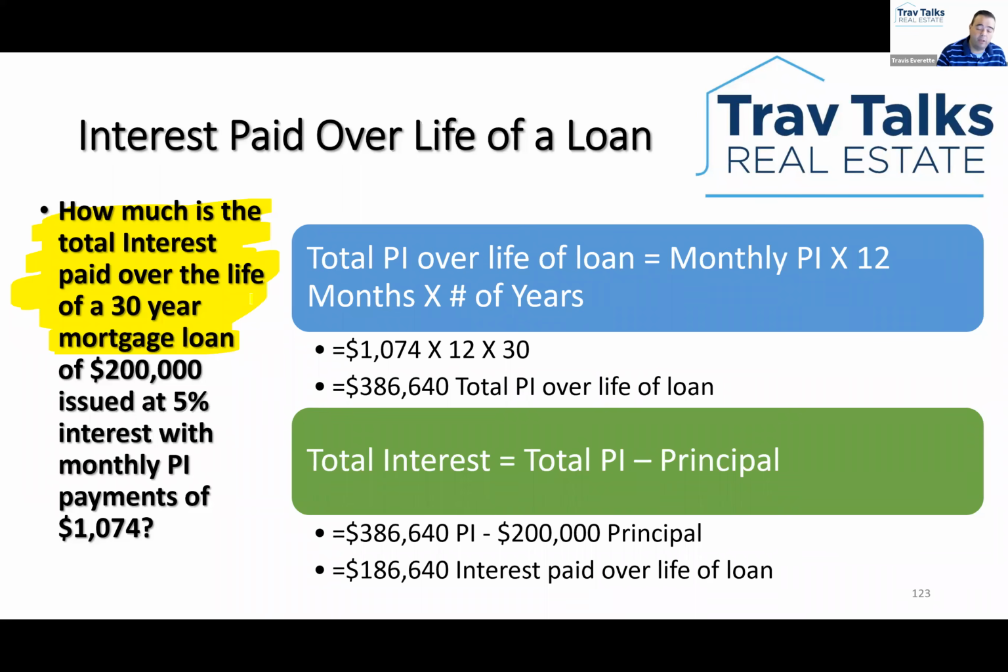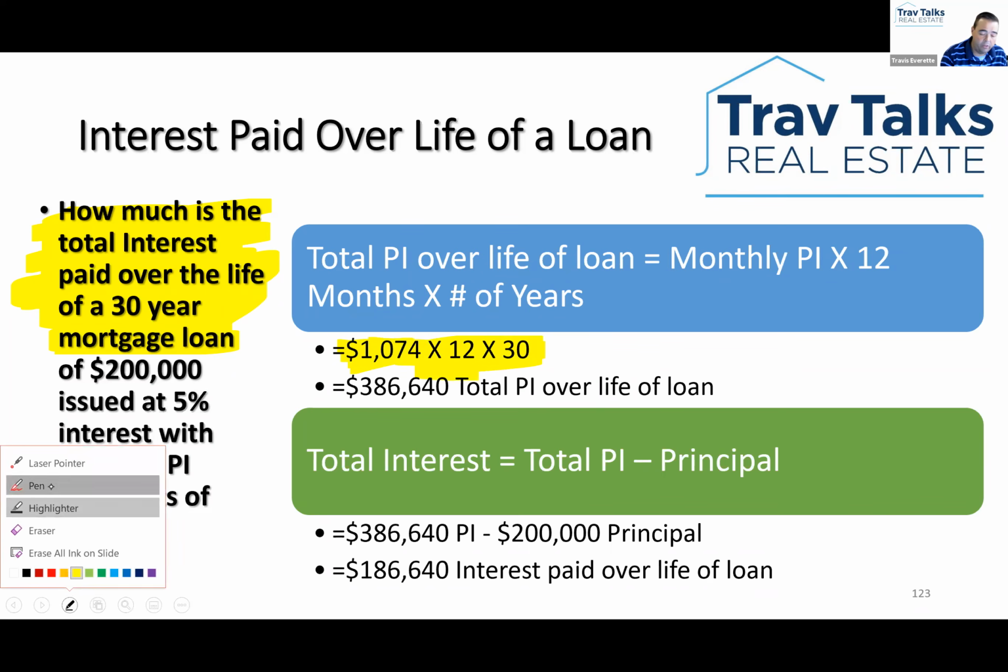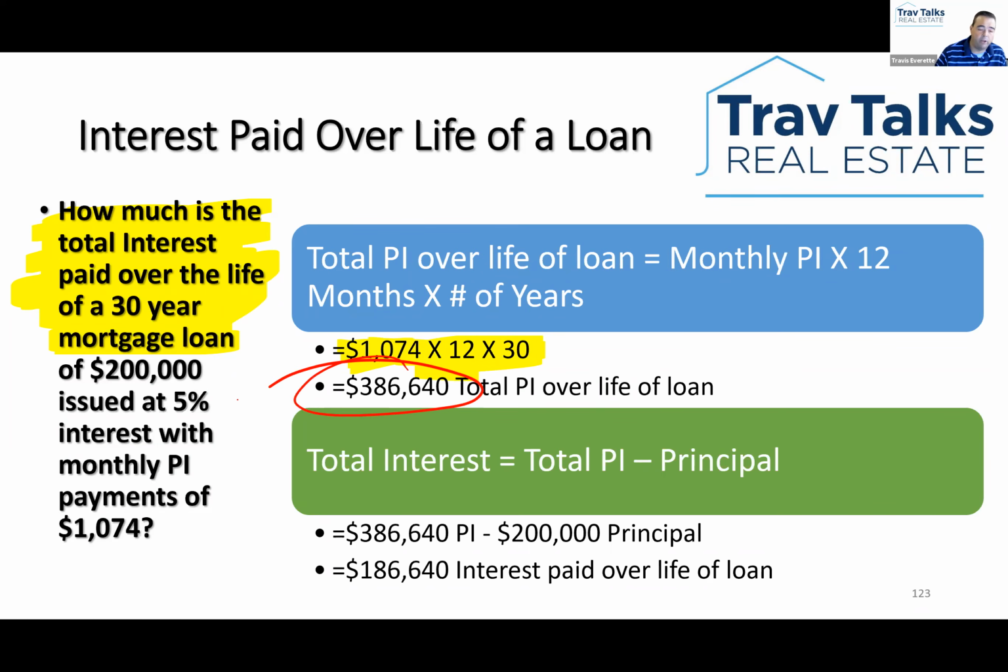So that same loan, there's our 1,074 a month times 12 months a year times 30 years. So is everybody still good on how we came up with the 386,640? Are we all still good on that number? Everybody all right with that? Yes. Good.